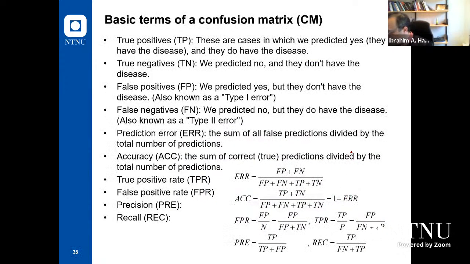So we have true positive. Those are the cases in which we predict yes, and they do have the disease. True negative, we predict no, and they don't have the disease, for example. So this is okay. True positive, true negative, this is no problem. False positive, we predict yes, but they don't have the disease. So it's type 1 error.